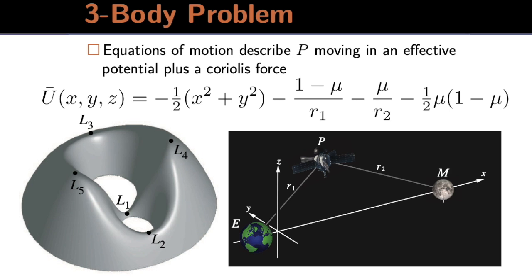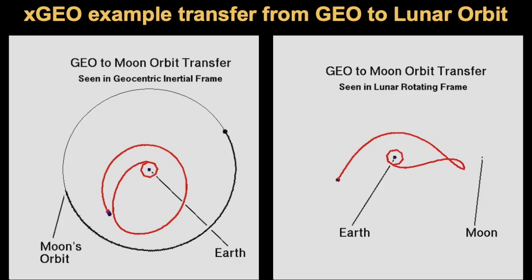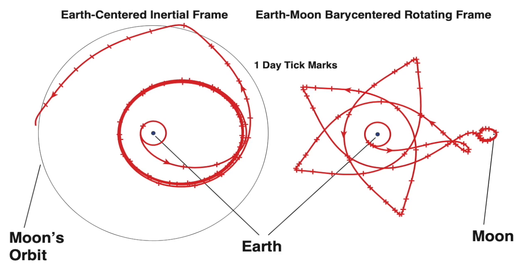This is what the effective potential looks like, and you'll see there are these significant points. We'll say something about that. But just again, that example that I showed before, viewing things in an inertial frame compared to viewing things in a lunar rotating frame. This is the preferred frame for doing three-body problem computations and analysis. This is just showing it, again, with one-day tick marks.